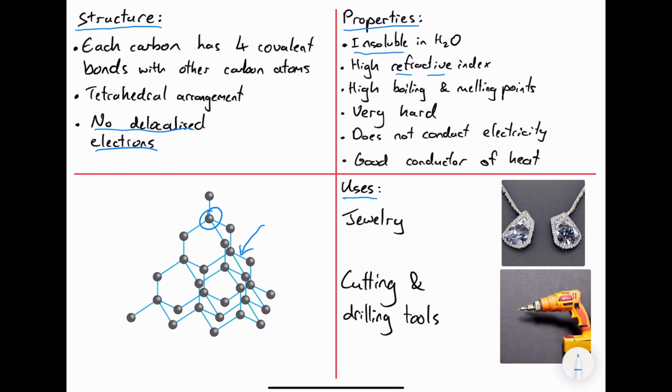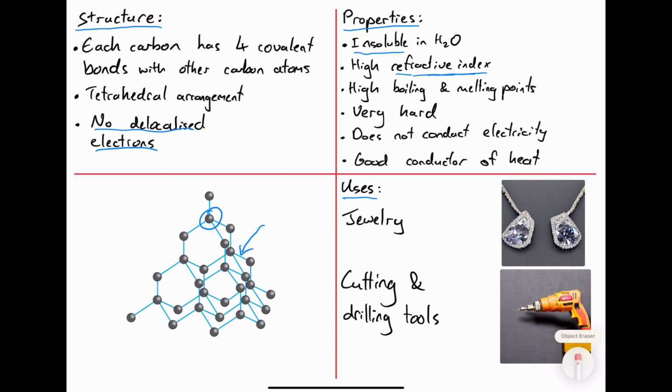It has a high refractive index, which means when light enters a diamond, it changes direction by a high degree. This makes diamonds appear very sparkly. Diamond has a high melting and boiling point due to the very strong covalent bonds between the carbon atoms. They require a lot of energy to overcome. Diamond is also very hard because of these strong covalent bonds.